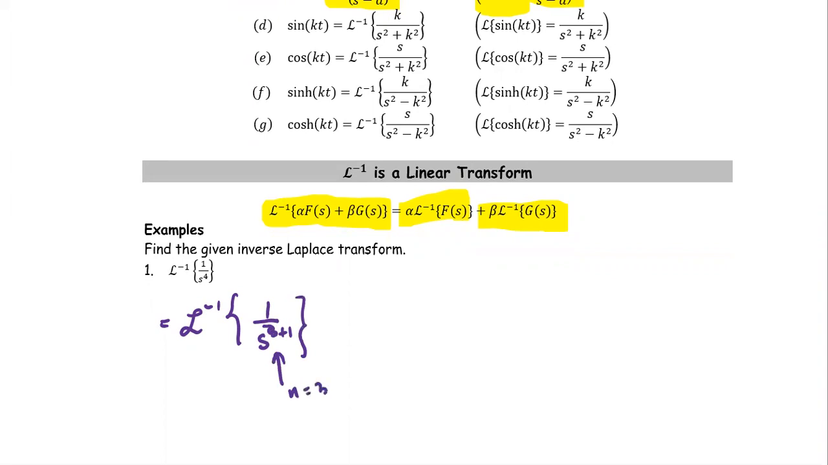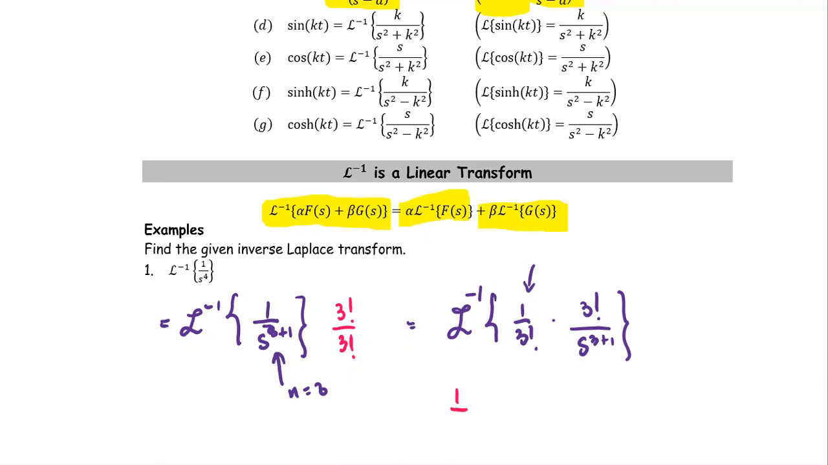In this case, we can see n equals 3. To adjust it to fit the inverse Laplace transform formula, we need to multiply the numerator and denominator by 3 factorial, and then rewrite it as the inverse Laplace of 1 over 3 factorial multiplied by 3 factorial over s to the power 3 plus 1. The coefficient 1 over 3 factorial is a constant multiple, so we can take it outside of the inverse Laplace notation.